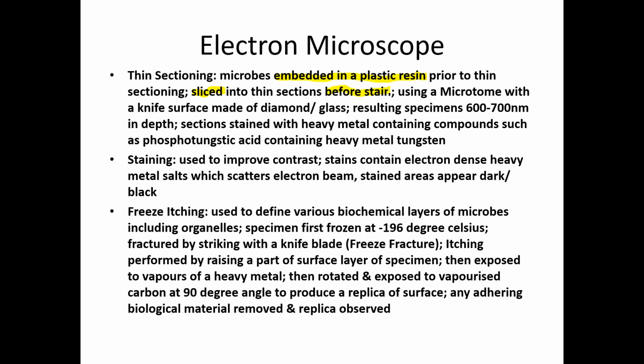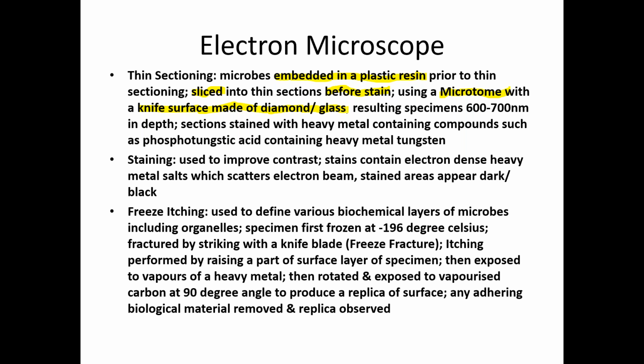So before staining, we will slice it into thin sections using an equipment called a microtome. So what is a microtome? A microtome is an equipment with a knife-like surface made up of diamond or glass. First of all, we select the microorganisms which we are going to observe in electron microscope, whether they are bacterial cells or viral cells or whatever. We are covering or embedding it in a plastic resin or plastic coating.